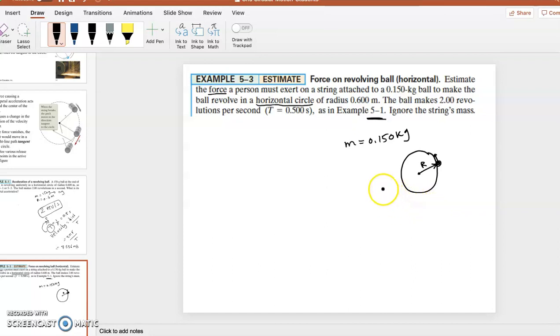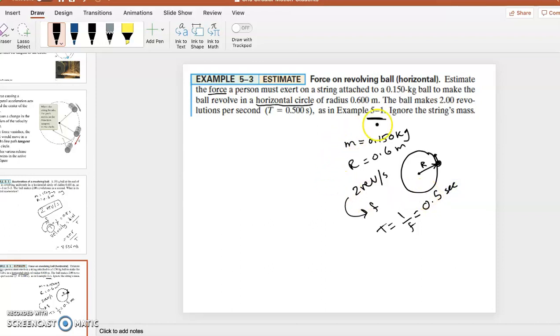We will come to something called a vertical circle, like for example the Abu Dhabi Eye or Dubai Eye or London Eye, whatever. These are what we call in the amusement park the Ferris wheel. So we are not talking about that now. We are literally talking about a horizontal circle of radius 0.6 meter. The ball makes the same 2 revolutions per second. And from here, if you remember, we calculated the period, which is half, because it's 1/2 second. Ignore, of course, the string's mass.